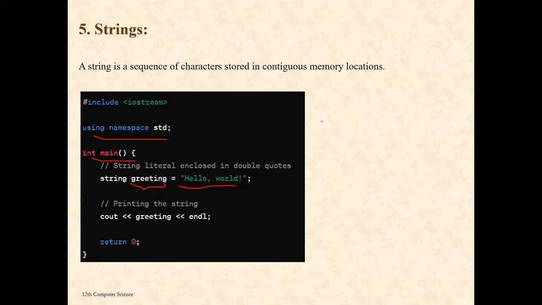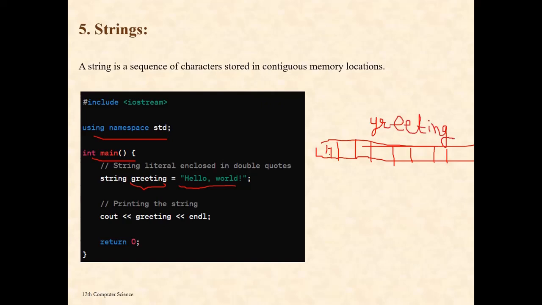Okay, now as it is said in the above statement, the strings are stored in contiguous memory locations. These are the memory locations, continuous, meaning one after the other. The name of the string variable is greeting. What is the name of the string variable? Greeting, string variable. And what will be stored in the contiguous memory location?